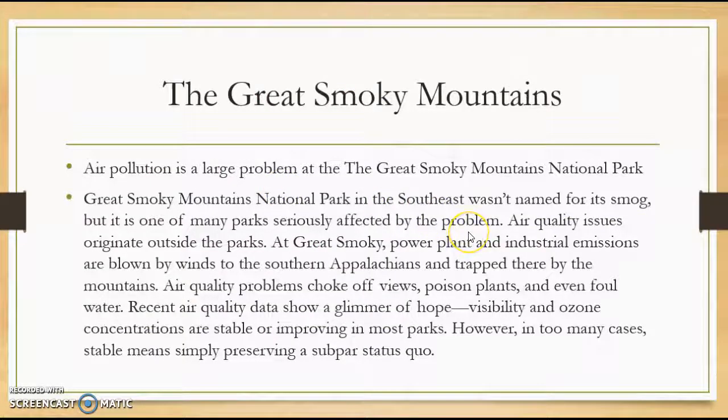So the problem that I'm researching was air pollution. The Great Smoky Mountains National Park in the southeast wasn't named for its smog, but it is becoming a serious problem for them. Air quality issues originate outside of the parks. At Great Smoky, power plant and industrial emissions are blown by winds to the southern Appalachians and trapped there by the mountains. Air quality problems choke off views, poison plants, and even foul water.